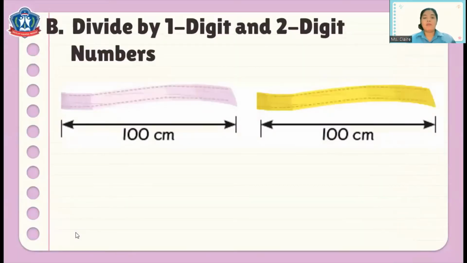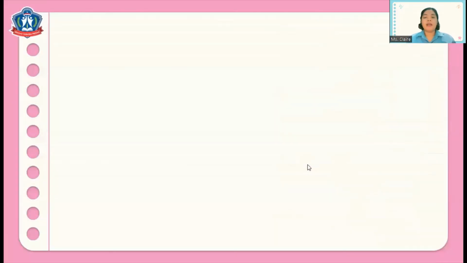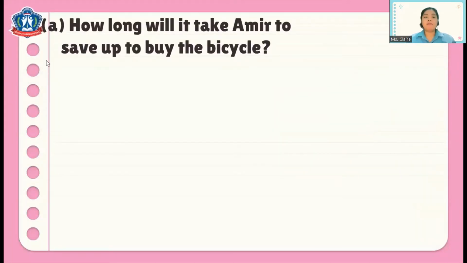Okay? And how about if we cut the yellow ribbon into 12 equal pieces? Again, by dividing 100 by 12. So during our class, children, we will compute this and find the answer. And the answer will be in a mixed number. Okay, I have here another problem. How long will it take Amir to save up to buy the bicycle?